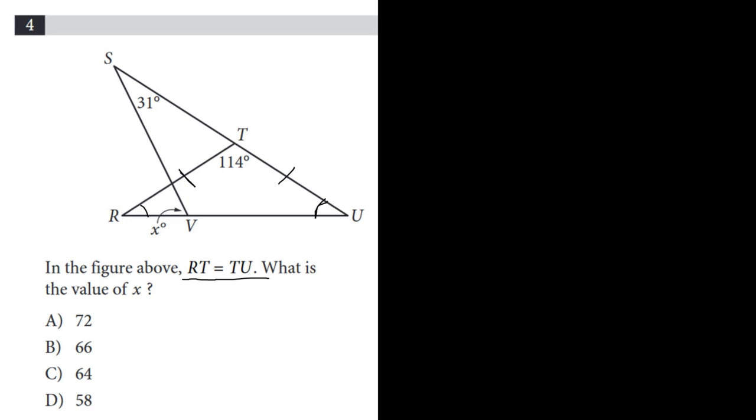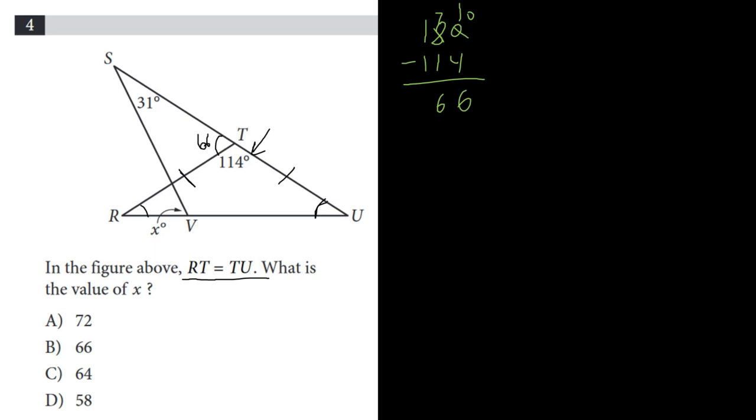So from here, I like to break everything into pieces. The first thing is I want to look for supplementary angles. So I notice that there's 114 right here, and I'm going to figure out the supplementary angle to that. So first, it's going to be 180 minus 114. So I know from here that this right here is 66.